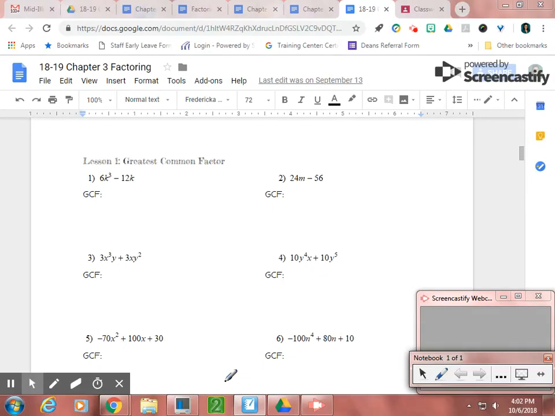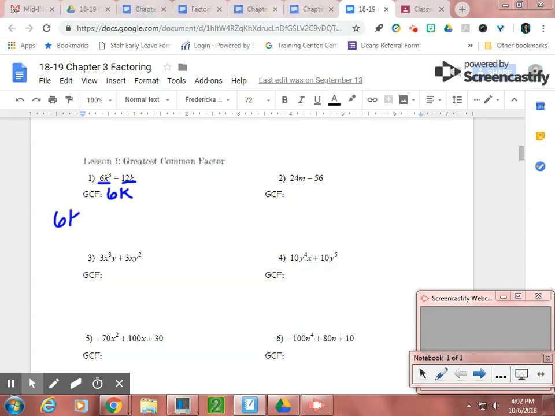The chapter of factoring has a whole bunch of different parts to it. Starting out with the greatest common factor is probably the easiest because you're literally just looking for greatest common factors. So you're looking at both of these and saying, what do those have in common? Well, they're both divisible by 6, and they both have at least 1k. So 6k is their greatest common factor.